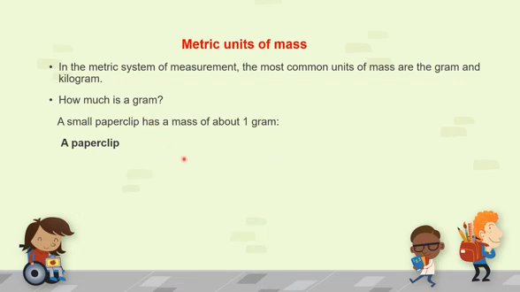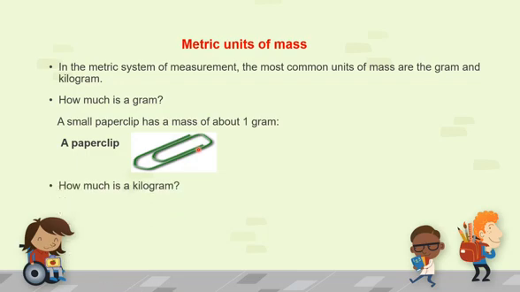A small paper clip has a mass of about 1 gram. A paper clip, you'll have seen a paper clip? How light it is? Yes, small, tiny and very light. So that is gram. That is the weight of a gram. So the objects that are near about that paper clip size and weight, that is the gram weight.